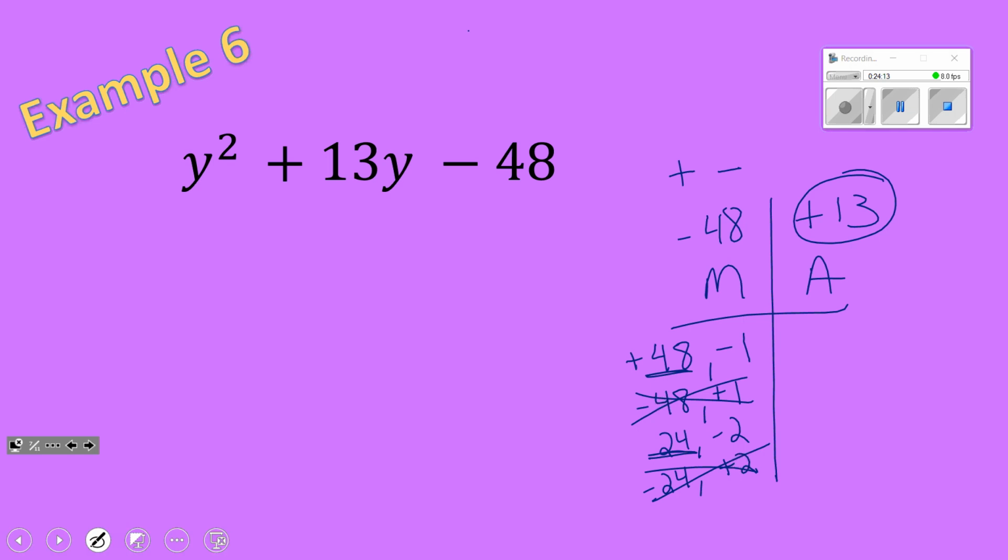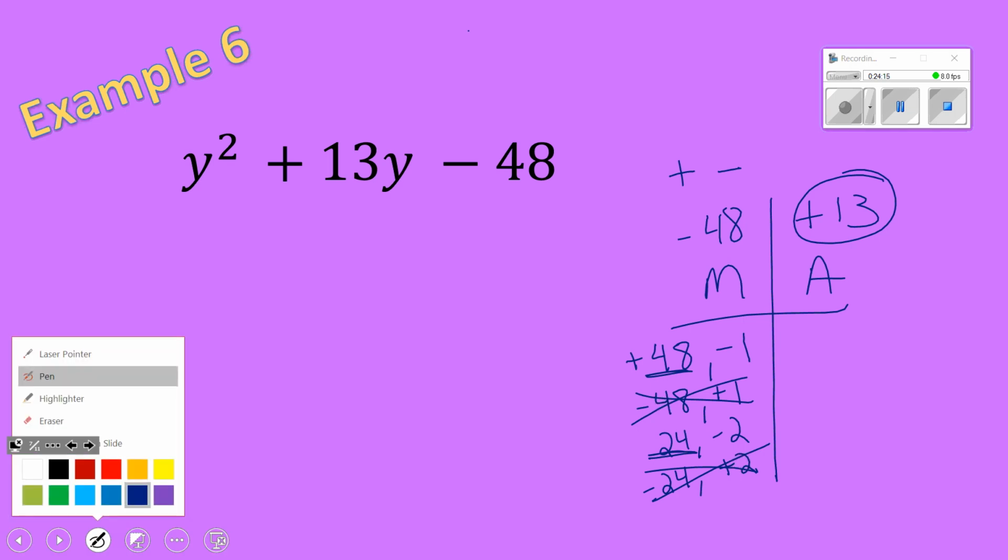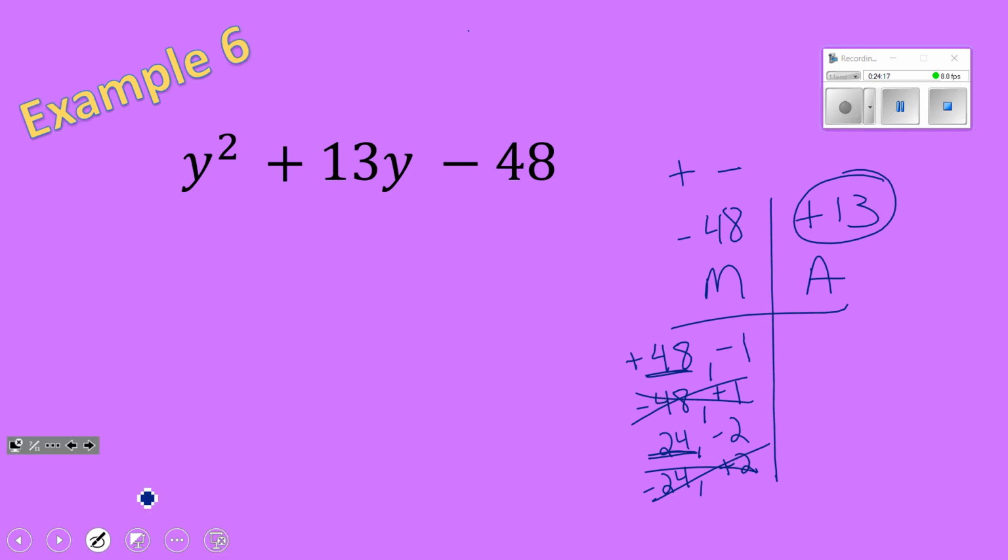Okay, so here we go. Let me go ahead and just add what we got. If I added 48 and negative 1, what do you get? I get 47. So here's my question. Are you actually adding those two numbers to be the middle? You're actually subtracting them, right? When you have two different signs, you subtract and take the sign of the higher. Does that make sense?